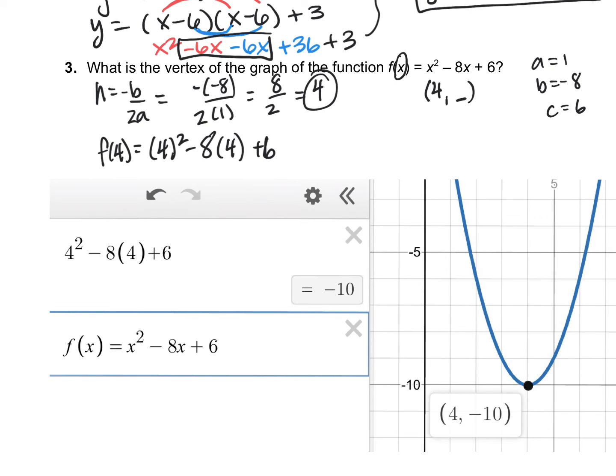Okay, so I hopped onto Desmos and I did two parts here. One part, I went ahead and did the 4 squared minus 8 times 4 plus 6, and I got negative 10. So that would fill this guy in, negative 10. That's my vertex. I also graphed it. So I just typed in exactly what it says there: f of x equals x squared minus 8x plus 6. And when I did that, I was able to point out the vertex, and I clicked on it, and it told me that the vertex was 4, negative 10. So you can do that too. Makes it a whole lot easier.